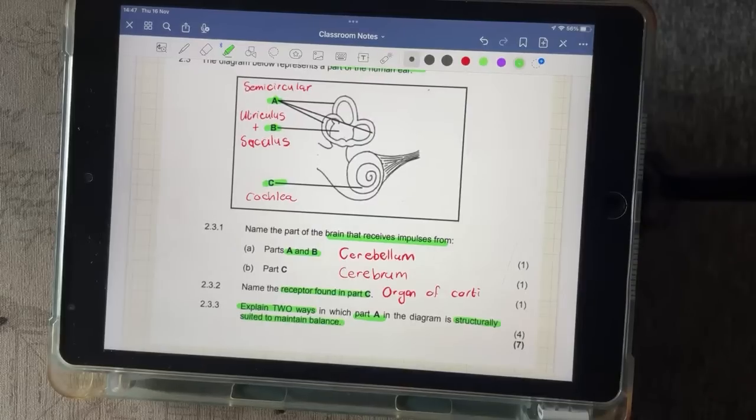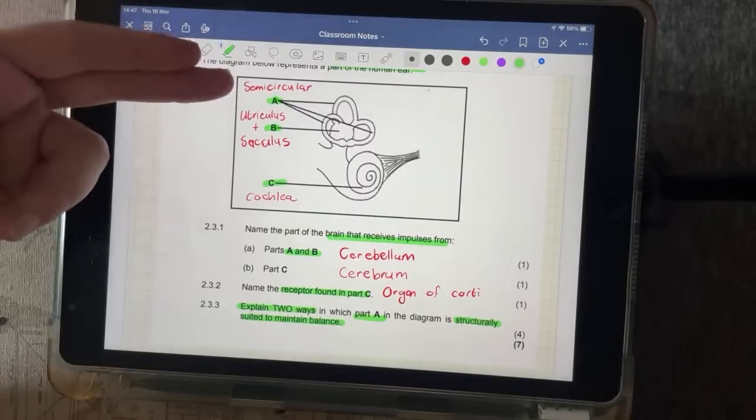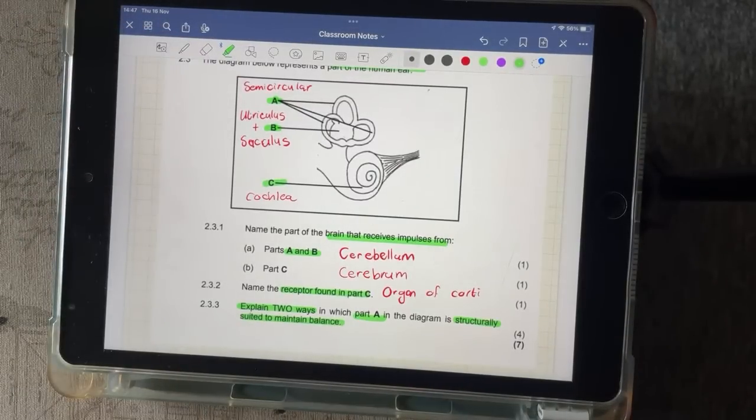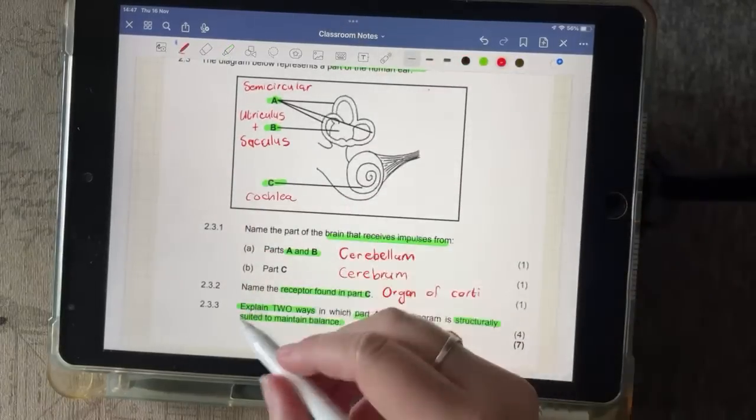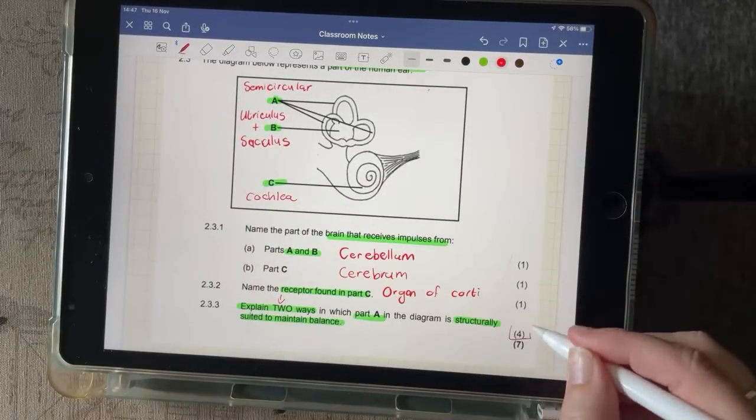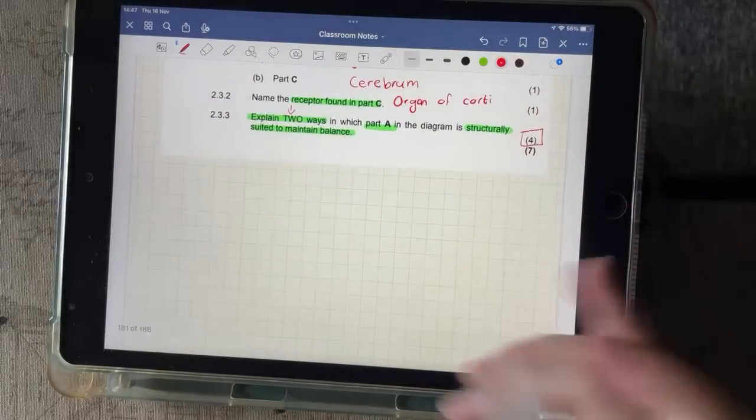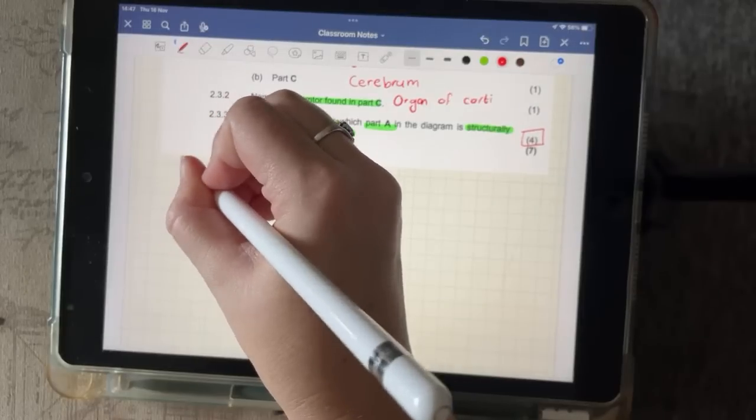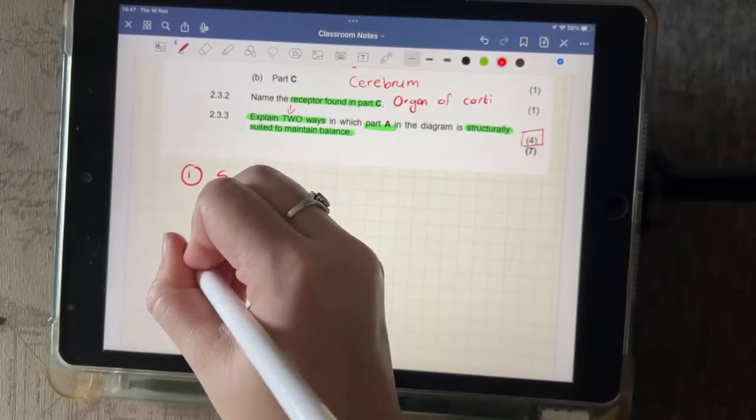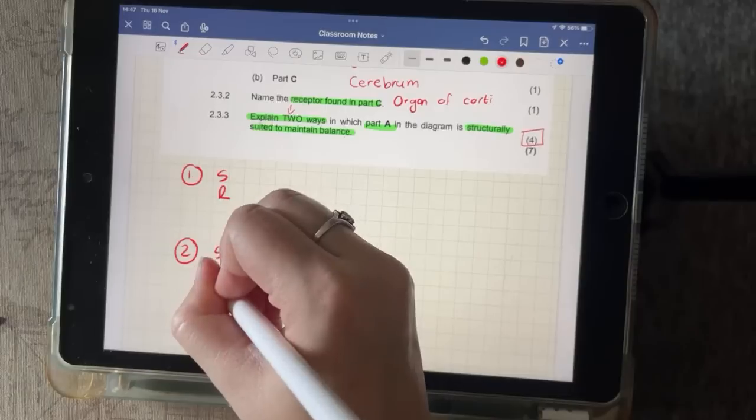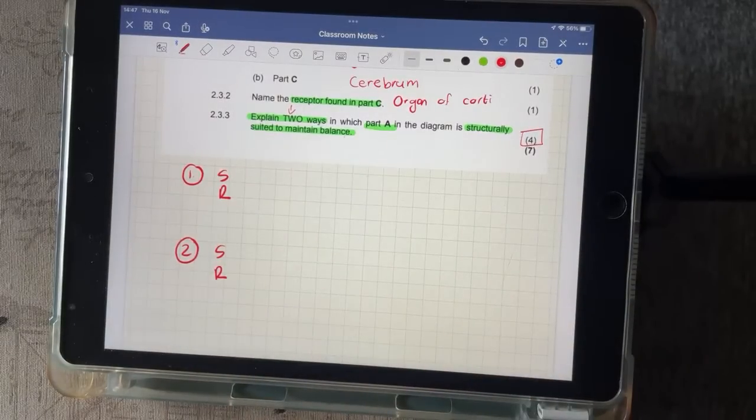But basically, what I am going to ask you is, you have learned knowledge on this. Where is that knowledge? What are you using to answer this question? You have learned stuff about the semicircular canal. They are saying explain 2 ways in which part A is structurally suited to maintain balance. Because it says 2 ways, by the way, for 4 marks, that means, if I write it down below here, you're going to have your first reason, which is a statement and a reason, and then your second answer, which is a statement and a reason. Okay, so just think about how you're going to structure this.